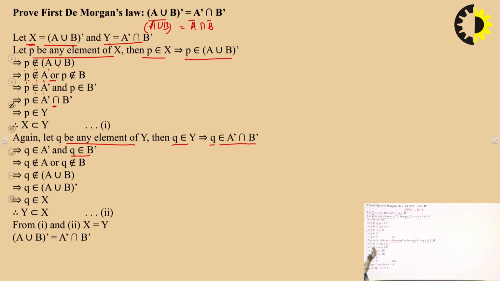Now again, we have changed. We can write it as Q does not belong to A, and AND is converted into OR, and Q does not belong to B. Now, we have taken it as common. Q does not belong to A union B. Again, if it does not belong, to whom it can belong? Q belongs to (A union B)'s complement, which is equal to X.